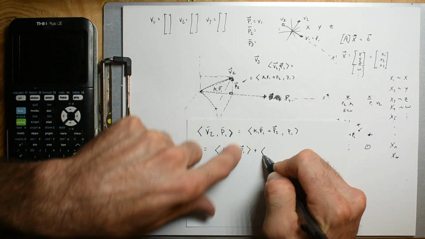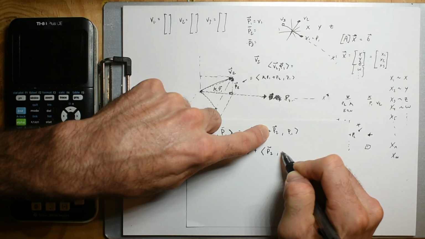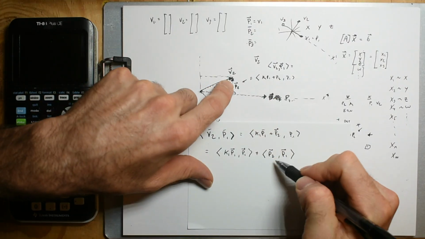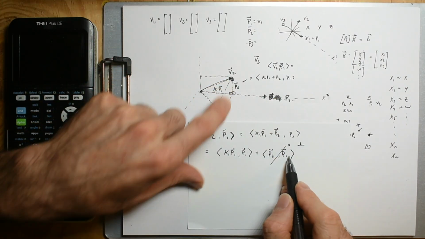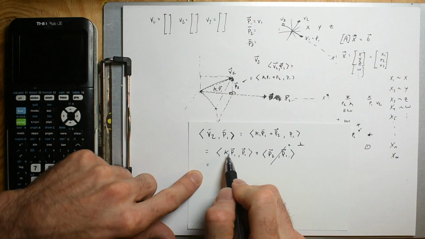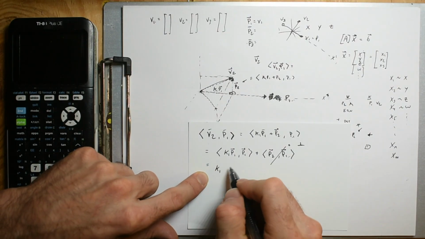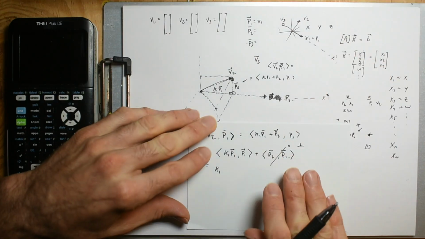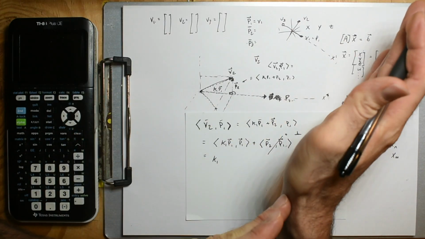And then we're going to add it to the inner product of that and that. And we already know that these two are perpendicular, so that's 0 right now. And then I'm just going to bring out the scalar. And then we're just going to have the inner product of two vectors. That's going to be the multiplication.